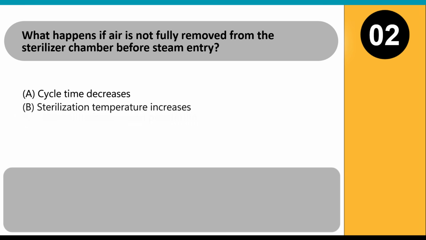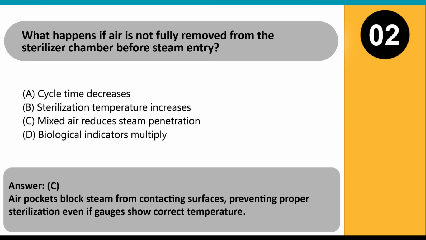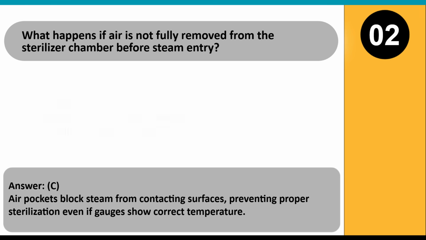What happens if air is not fully removed from the sterilizer chamber before steam entry? A. Cycle time decreases. B. Sterilization temperature increases. C. Mixed air reduces steam penetration. D. Biological indicators multiply. Answer: C. Air pockets block steam from contacting surfaces, preventing proper sterilization even if gauges show correct temperature.